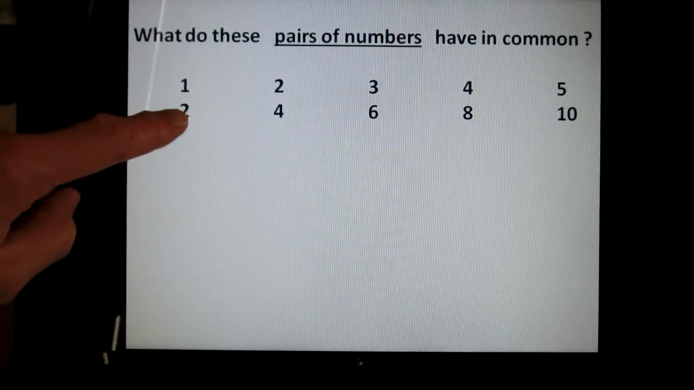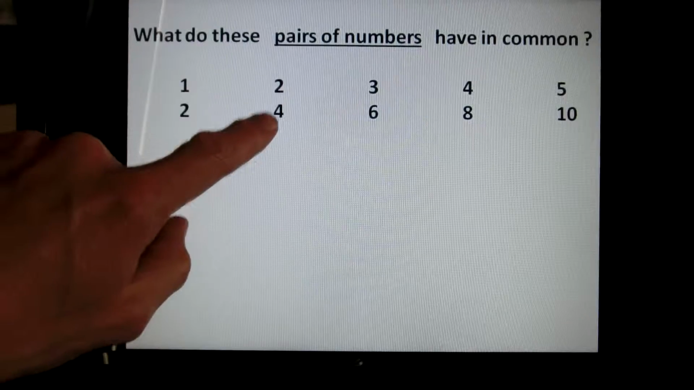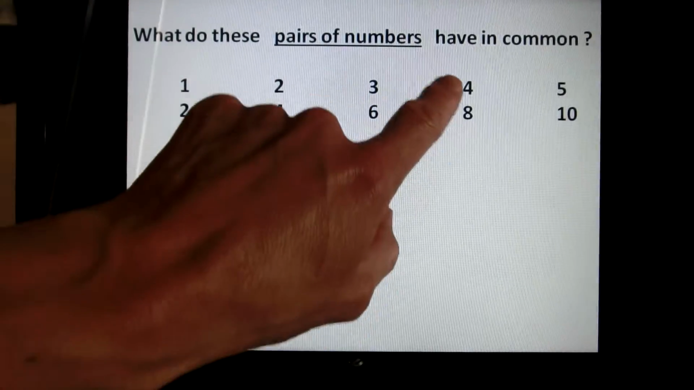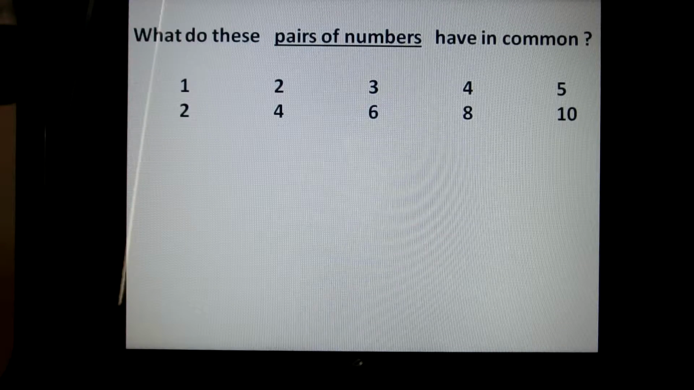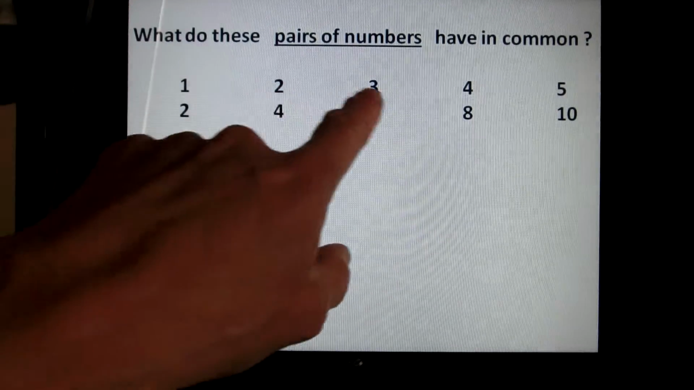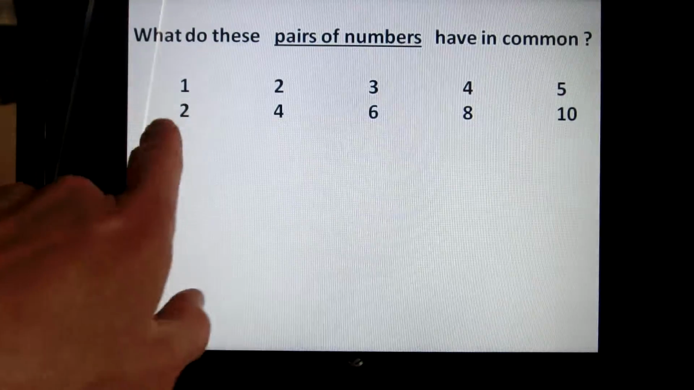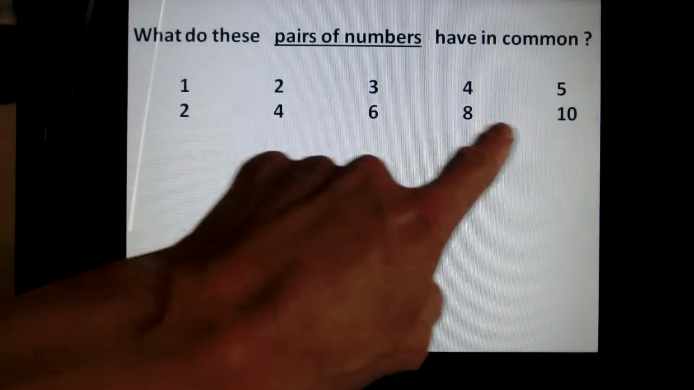Right, well, the bottom number always appears to be double the one above. The bottom number is always double the one above. And you may also notice that you've got sort of the 1 times table here, 1, 2, 3, 4, 5, and you have the 2 times table here, 2, 4, 6, 8, 10.